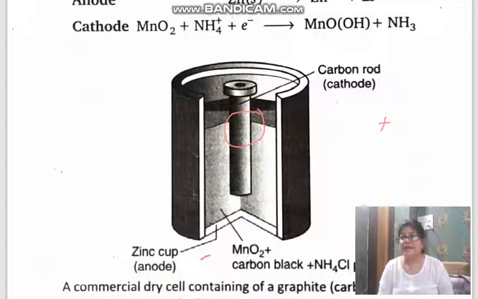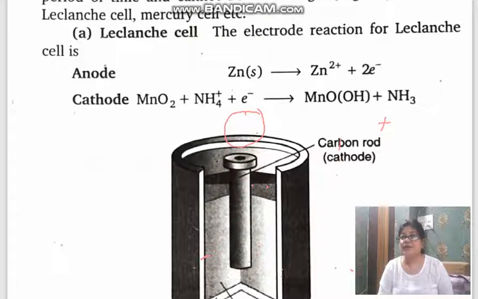And inside this cell, there is a powder of manganese dioxide, carbon and ammonium chloride. So this is all filled with manganese dioxide, carbon and ammonium chloride, and the carbon rod goes through it. Clear? Now we study the different types of reactions which occur in the Leclanche cell.